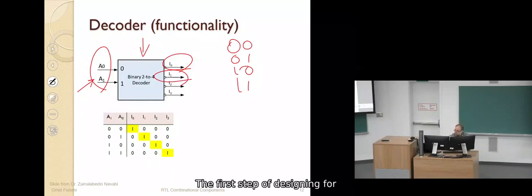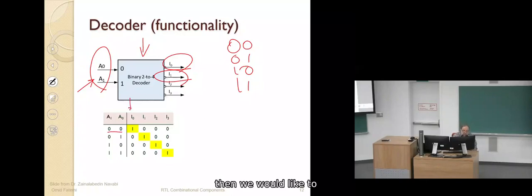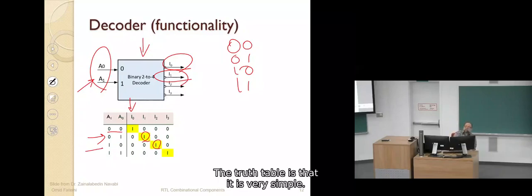So the things that we would like to have is something like that. This is the truth table. The first step of designing a combinational circuit would be drawing the truth table. When we have 0, 0, then we would like output 0 to be 1, and the rest is 0. So it shows us, okay, your number is 0. If we have 0, 1, then we want output 1 to be 1, and the rest 0. When we have 1, 0, output 2 is 1, and the rest is 0. And when we have 1, 1, output 3 is 1. So the truth table is that.